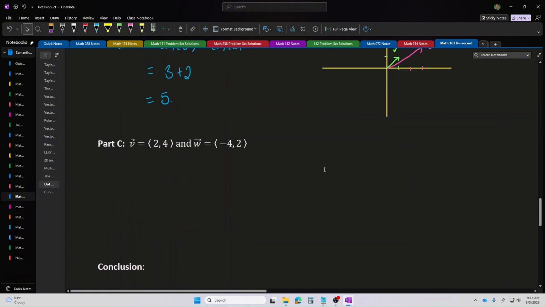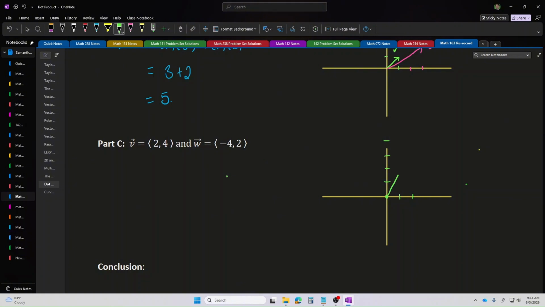Finally, in part C, we have the vector 2, comma 4, and the other vector negative 4, comma 2. Let's plot those vectors on the xy plane. I'm going to try and draw this quite carefully. V points 2 units in the positive x direction and 4 units up. W points 4 units in the negative x direction and 2 units up. What I want to note is that these two vectors in this example are actually perpendicular to each other.